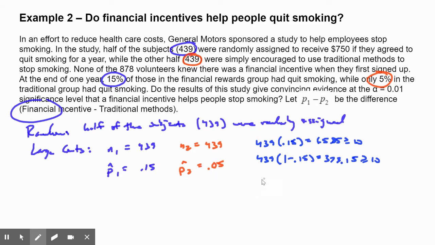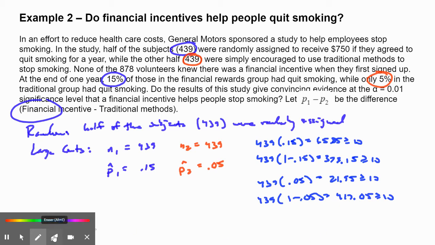Do the same thing for n2. 439 times 0.05. So 5% of 439 is 21.95. That's greater than or equal to 10. And then do 439 times 1 minus 0.05, and that was 417.05. That's also greater than or equal to 10. So it passes the large counts condition. We can go ahead with the problem. So now let's go with the do part.